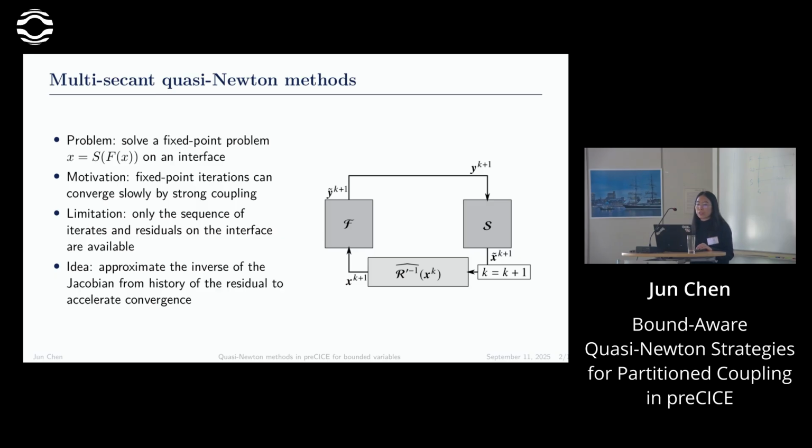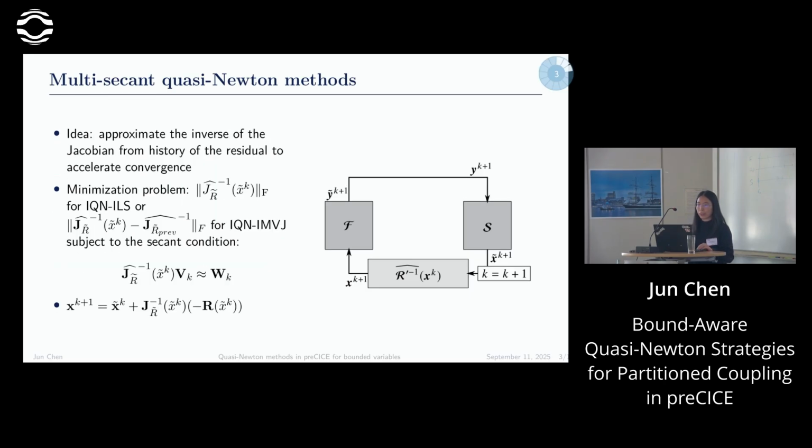The limitation when choosing the different Quasi-Newton methods is that we have very limited data because we try to treat the solvers as black boxes, so the only data we can use are the sequence of the iterations and residuals on the interface. And the idea here is that we would approximate the inverse of the Jacobian from the history of the residuals to accelerate the convergence. And this we have also seen in the previous talk.